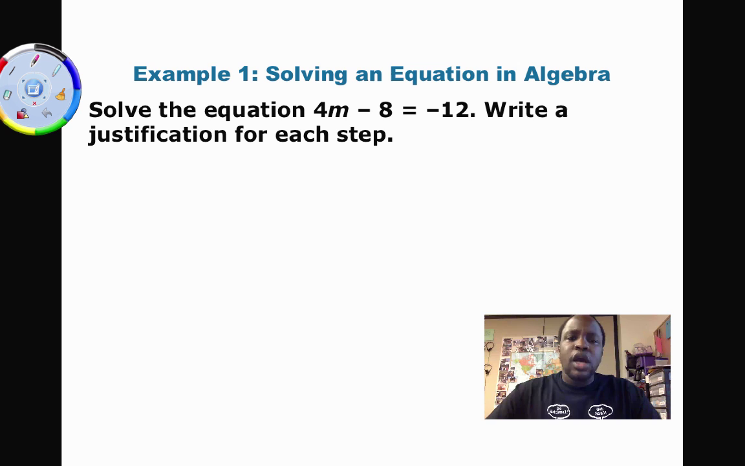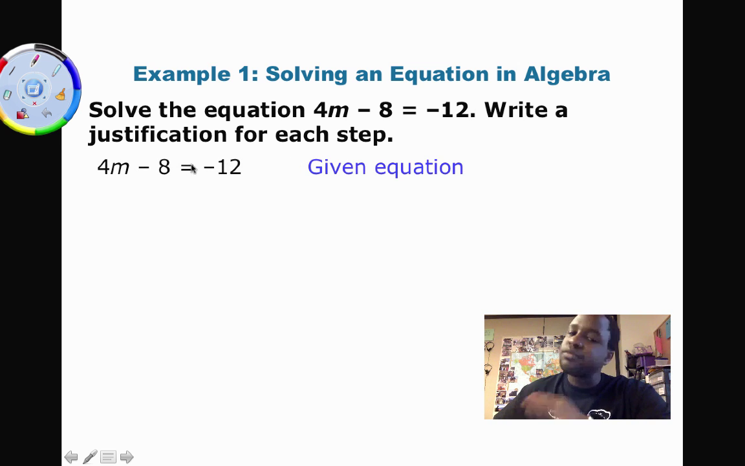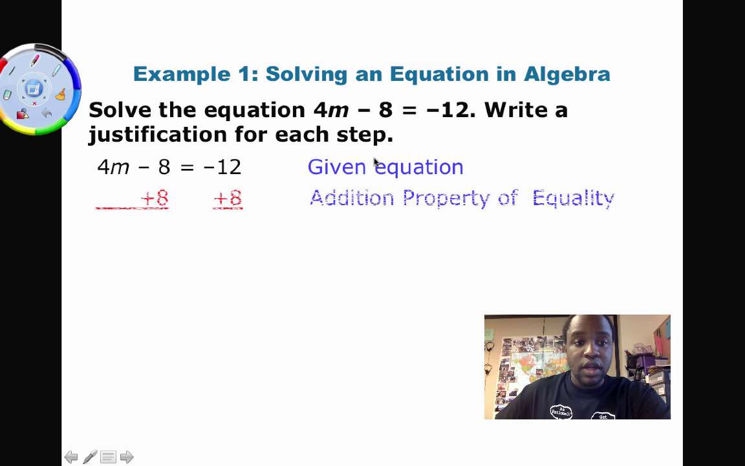So let's solve an equation and write a justification for each step. We are given the equation 4m minus 8 equals negative 12, and now we need to write a justification for each step. First, the statement is what was given to us, and the reason is it's a given equation. From there, we can add 8 to both sides, and when we add 8 to both sides of the equation, we're using the addition property of equality.